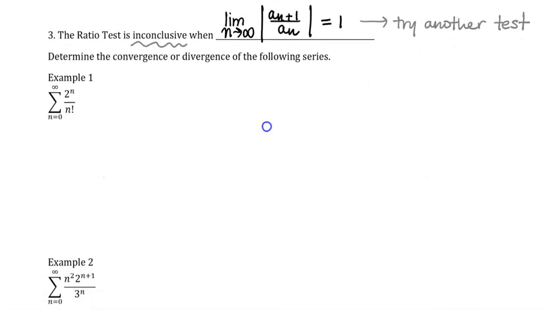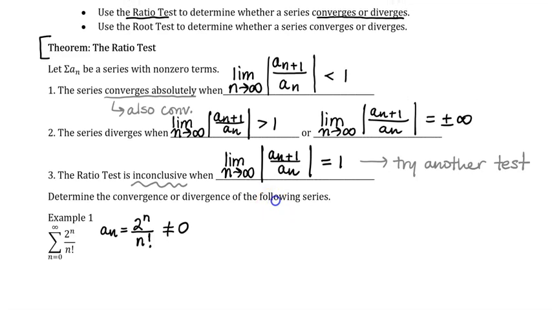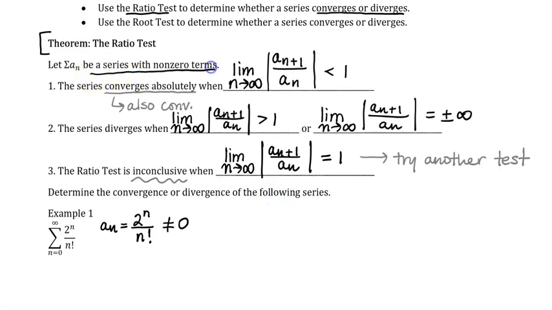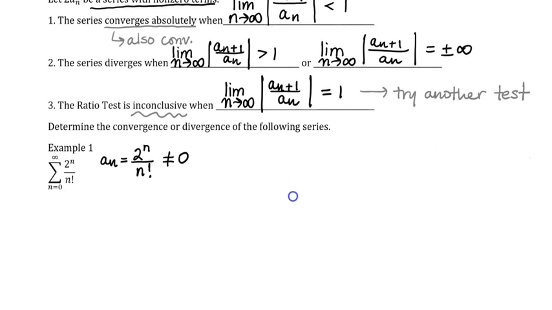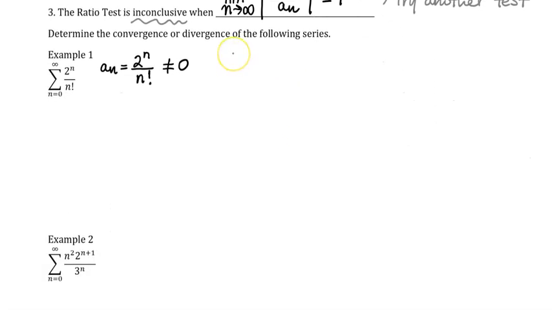I'm going to test the convergence of this series using the ratio test. First, I will observe that a sub n, the sequence on the inside of that series, is 2 to the n divided by n factorial, which is not equal to 0. We do have non-zero terms. That's a condition necessary for the ratio test to be used. I will just point out for our convenience that a sub n plus 1 means replace n with n plus 1. And so we have that expression there.